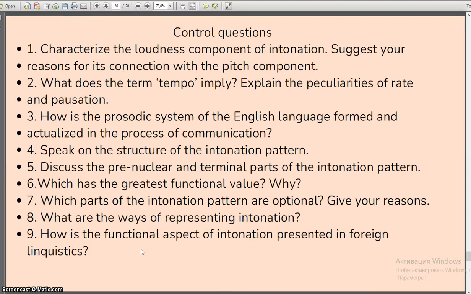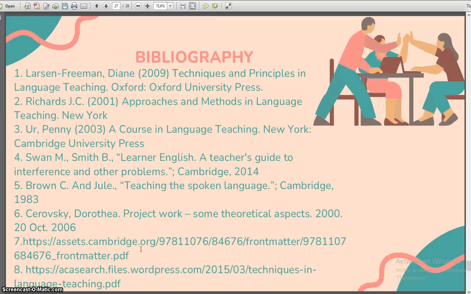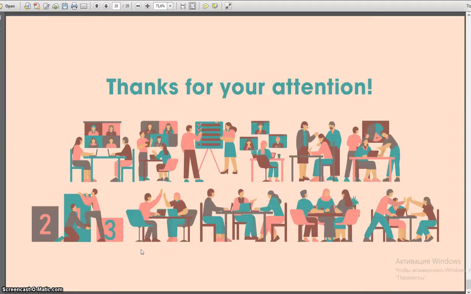And the control question. It is a very simple question. By changing the intonation, you can change the meaning. And there is a bibliography of electronic books.